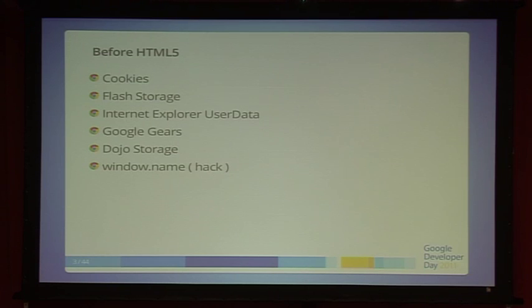Dojo Storage is a library to abstract over all this complexity and give you a single API to use the offline features. Then there's also a hack for storing a small string of text within the same browser window. So you just set window name to some string, and it will stay the same when you're navigating to different pages on that window. But it's a terrible hack.